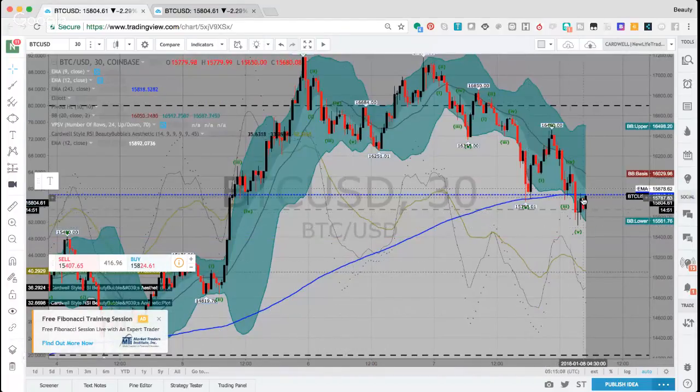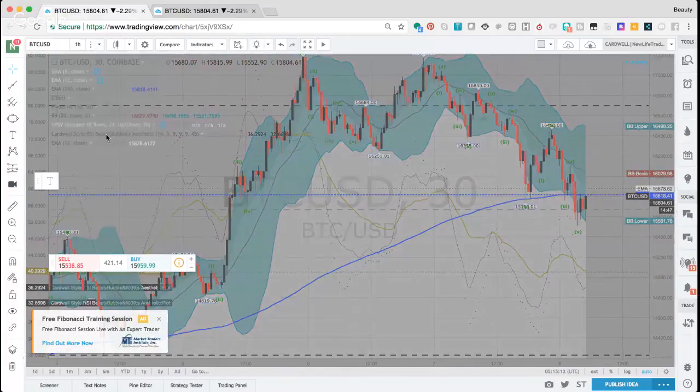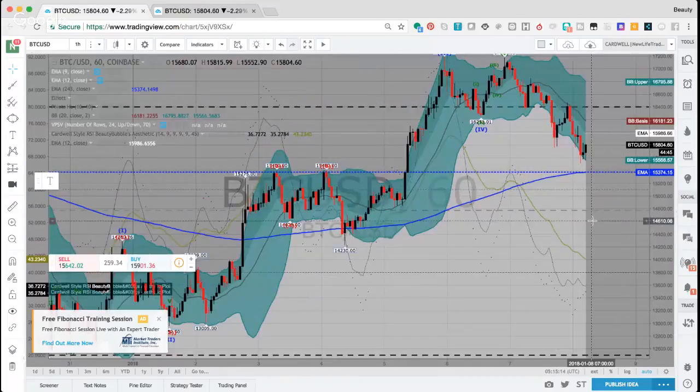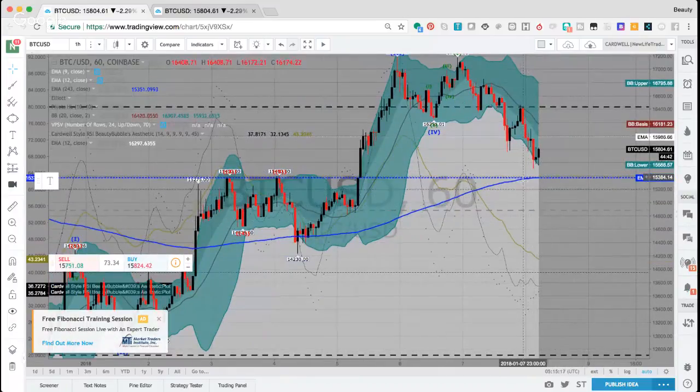We know that the 30-minute broke through. Let's see where the 16-minute is. It'll be at the same place. See, there's the 16-minute right there. And then the 16-minute is at the 64 line for the RSI.